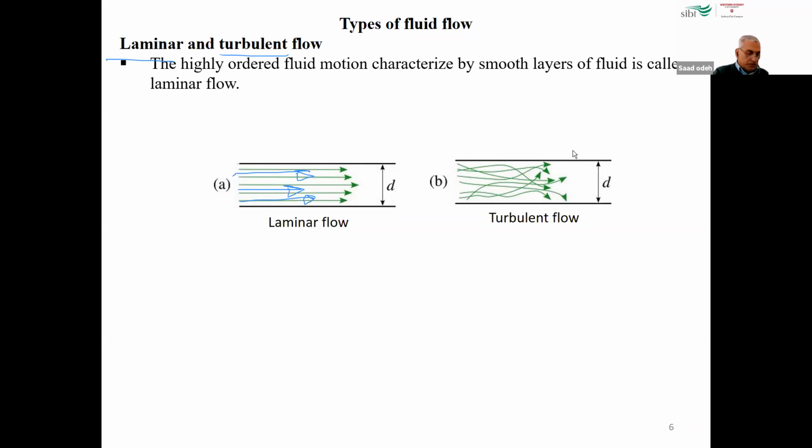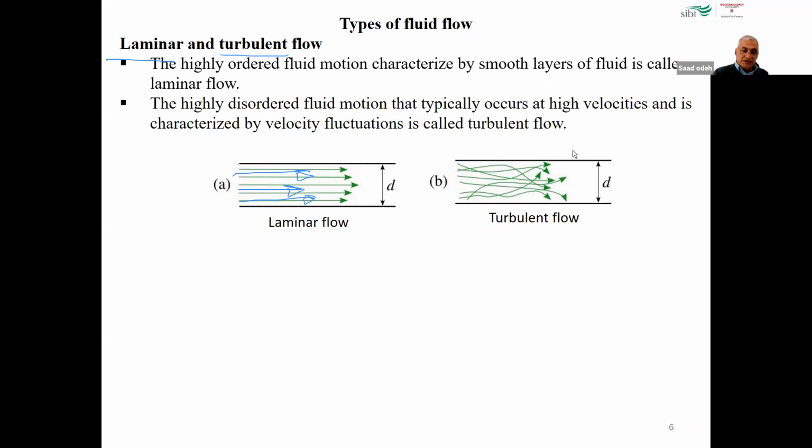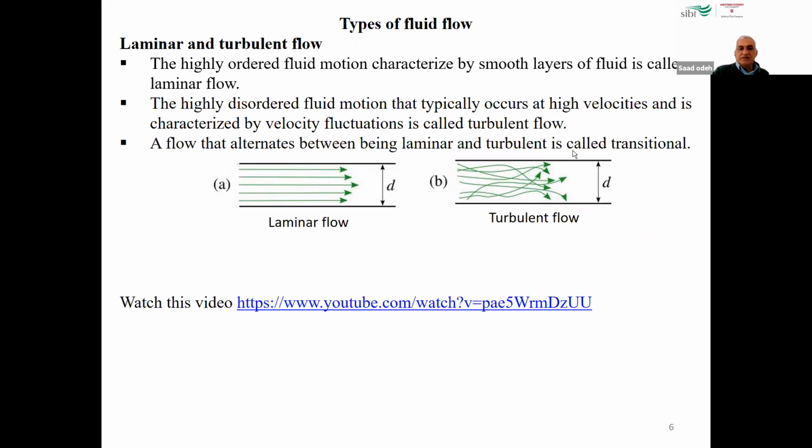Once the flow starts to have disordered motion, like the one here in figure B, you can see that the flow becomes highly disordered and occurs at high velocity, of course. We say that this is a turbulent flow. This is the effect of the velocity and viscosity. So we have these two types of flow, laminar and turbulent.